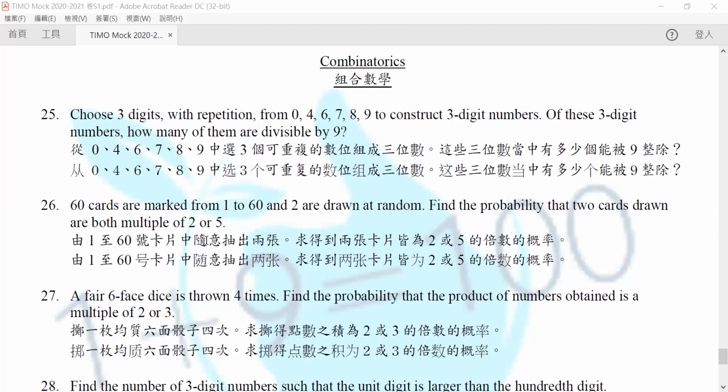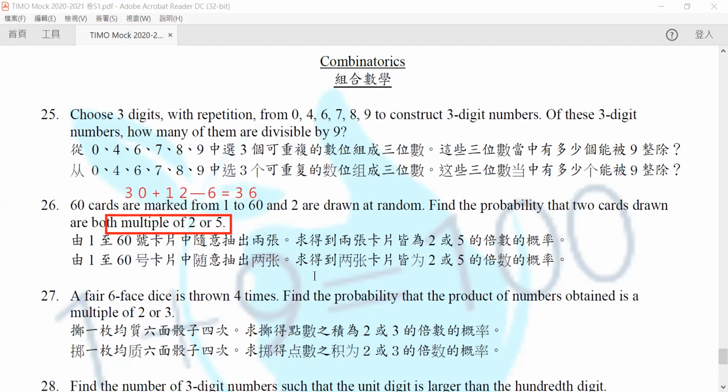So let us ask, if we draw one of them, how many cards are there which are a multiple of 2 or 5? Within 1 and 60, we can calculate it as follows. The multiples of 2, we have 30, plus the multiples of 5, we have 12, minus the multiples of 2 and 5, which have 6. So we get 36. We have 36 numbers which are a multiple of 2 or 5.